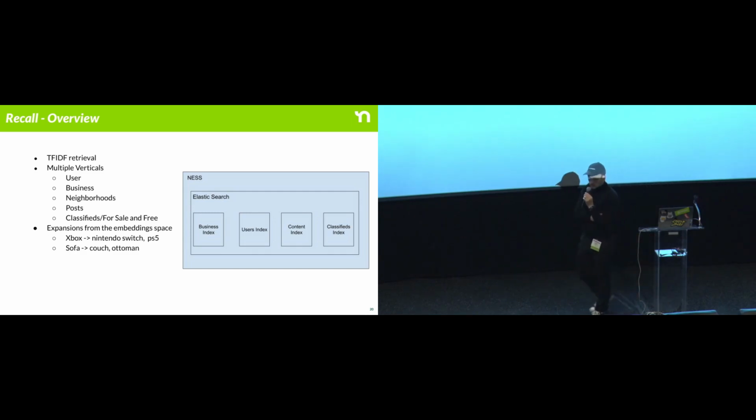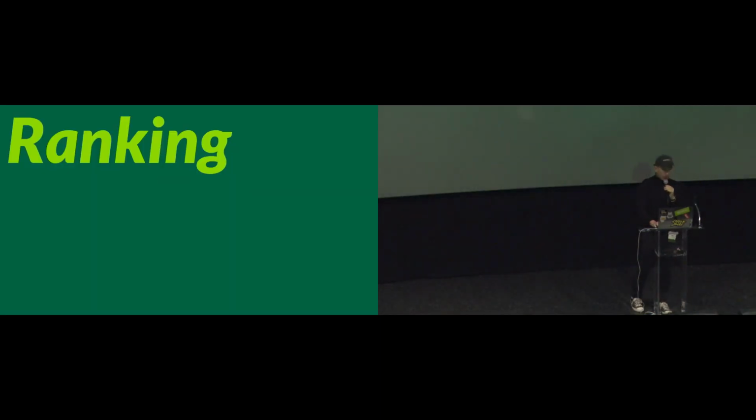We do plan to use embeddings-based retrieval, but at this point we are using the query expansions, which I just recently mentioned, to expand the queries in the embedding space. So if somebody searches for the Xbox, we'll also add expansions, Nintendo Switch and PS5. If somebody's searching for sofa, we'll expand that to couch and ottoman. And now when we get all the results back, we are entering the ranking stage.